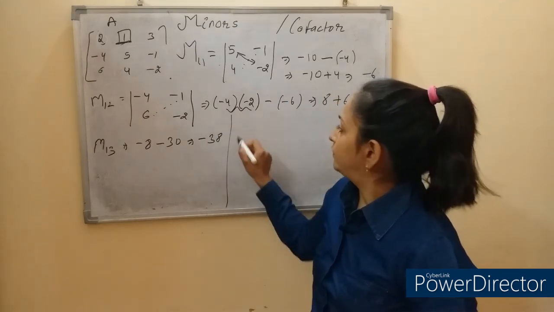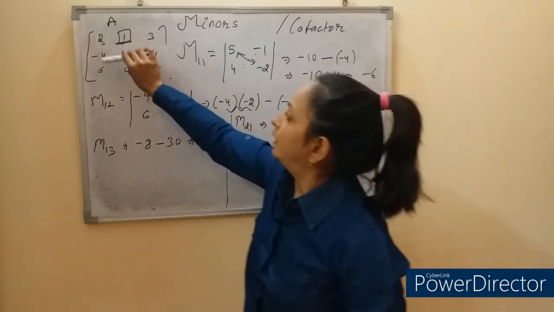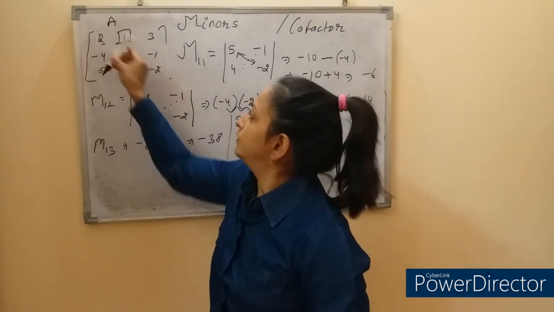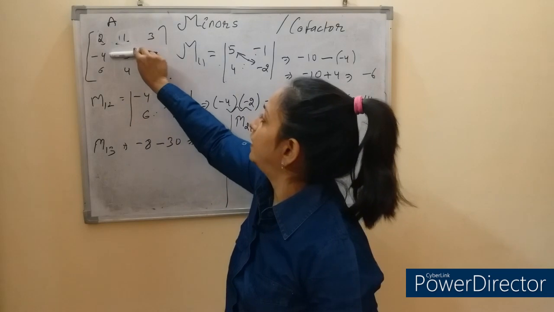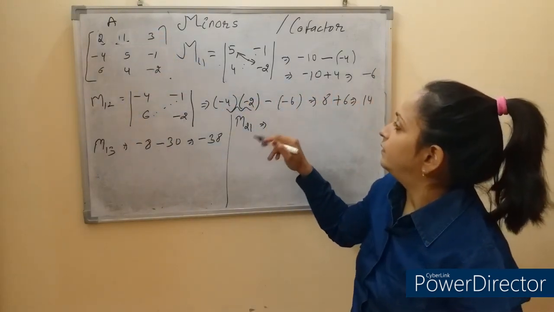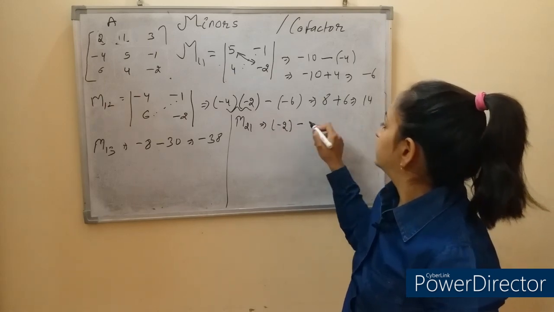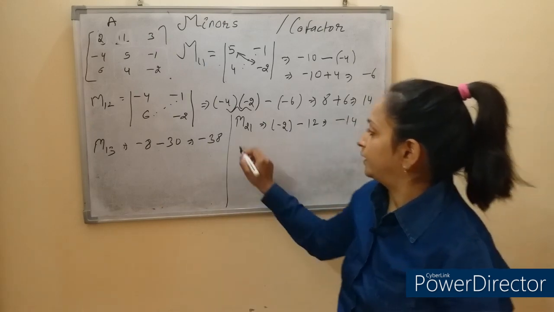I am done with my first row, so I am moving to the second row, M21, and I am eliminating my second row and the first column. So what will I get? I will get 1, 3 as I eliminate this row, and 4 and minus 2. 1, 3, 4 and minus 2. So I am getting minus 2, minus 12. So it will give me a minus 14.